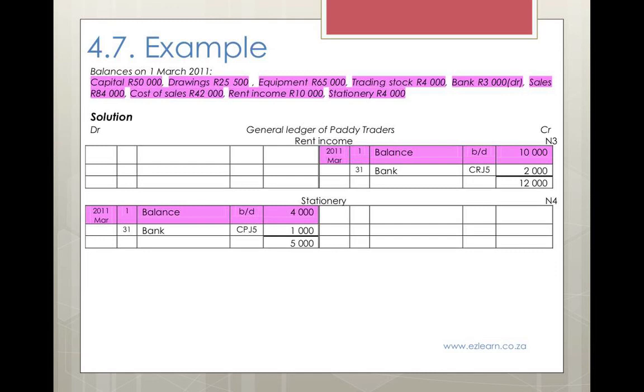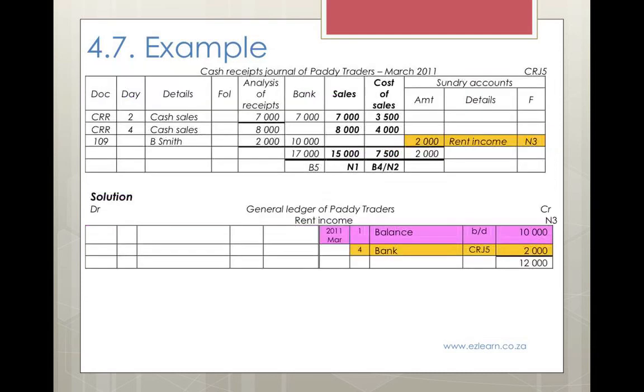Stationery, on the other hand, is an expense, which decreases owner's equity. Now that you've entered all the balances that have been given, you will need to post from the journals. In the cash receipts journal, you would first enter all the sundry account information, as these would be posted on the day that the transaction happened, compared to the totals, which are only posted at the end of the month.